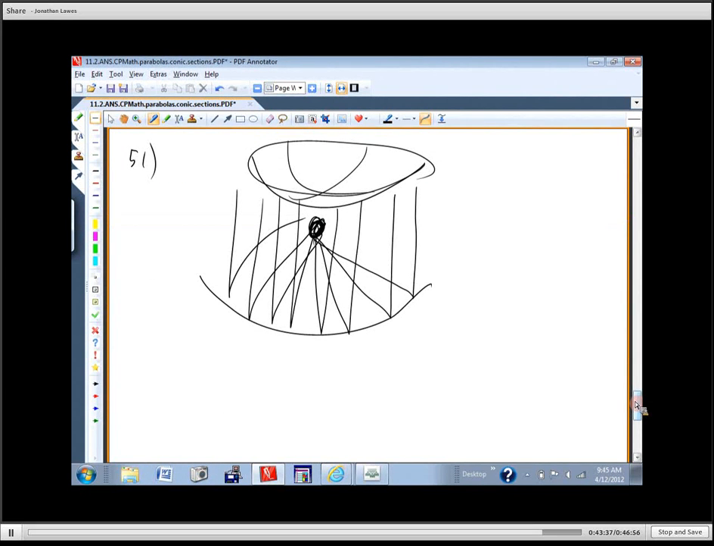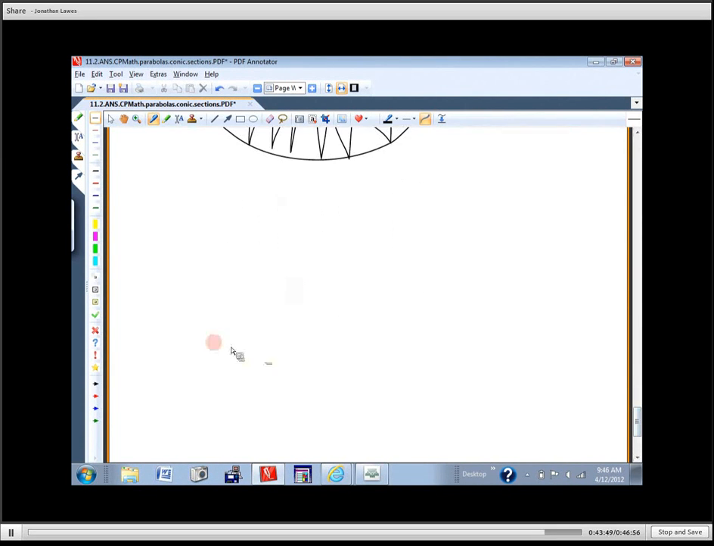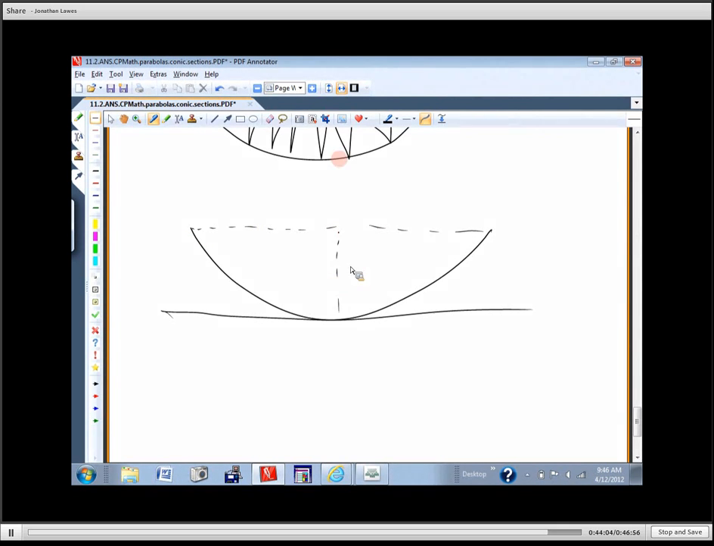So here's what it says on this one. If the dish is 10 feet across at its opening and 4 feet deep at its center, what position should the receiver be placed? So here's what we've got. We've got a parabola, and it says it's 10 feet wide across at the opening. So this is one of those gigantic dishes, and it's 4 feet deep.